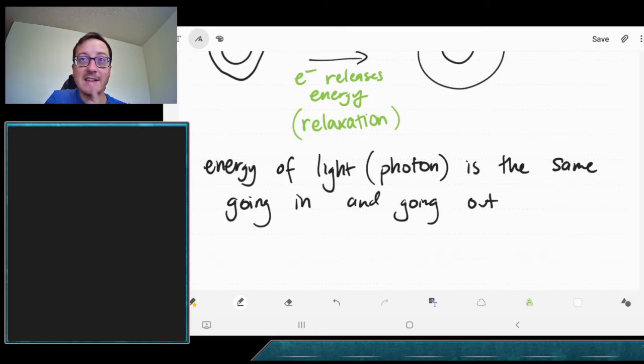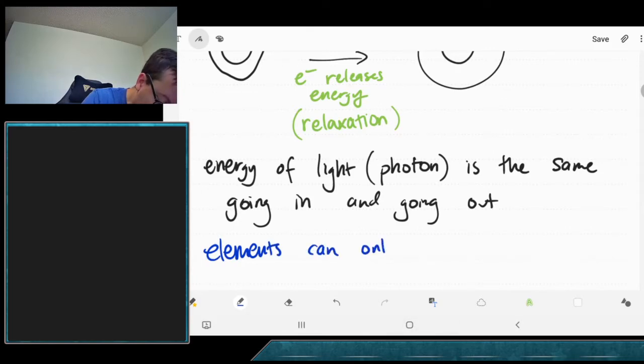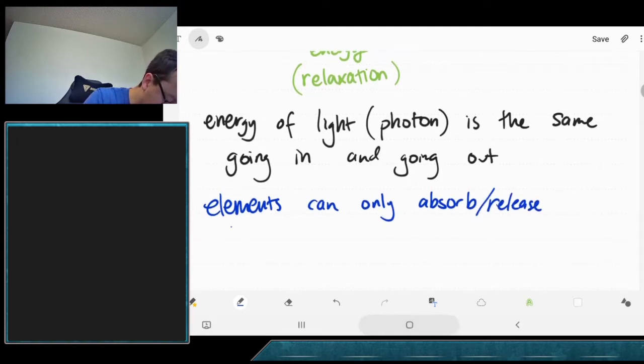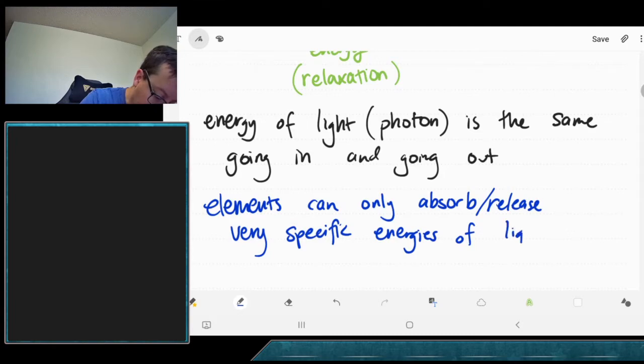And that specific energy is very often unique to a particular element. We're going to see that elements can only absorb and release very specific energies of light. So the energies of light that a sodium atom absorbs are very different than one a copper atom absorbs, or a calcium atom, or a potassium atom. Each element has its own set of which energies of light it can absorb.